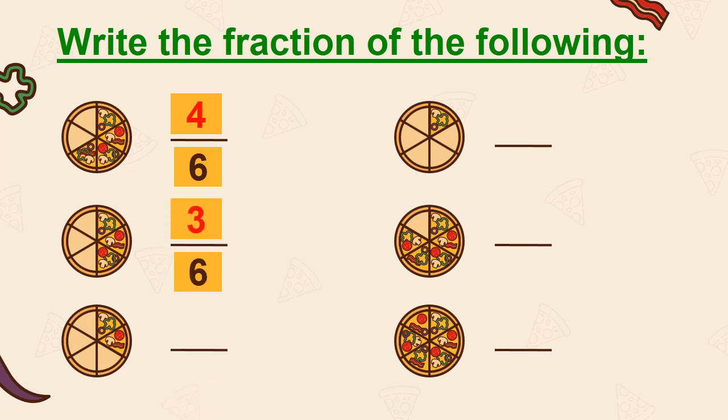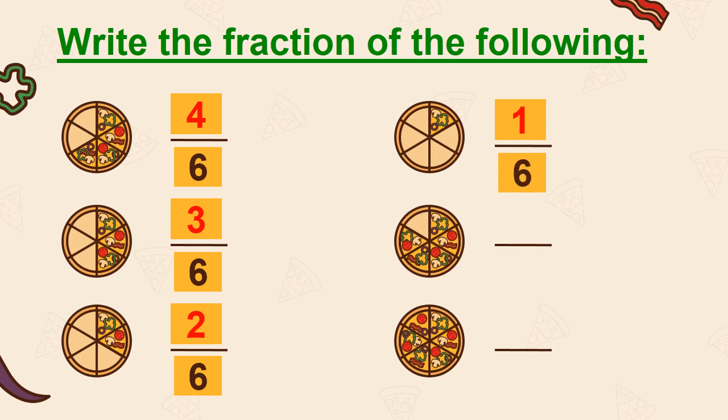Next, the total parts here are 1, 2, 3, 4, 5, 6. How many colored parts? 2. So the fraction is 2 over 6. Next, total parts 1, 2, 3, 4, 5, 6. How many colored? 1. So the fraction is 1 over 6.